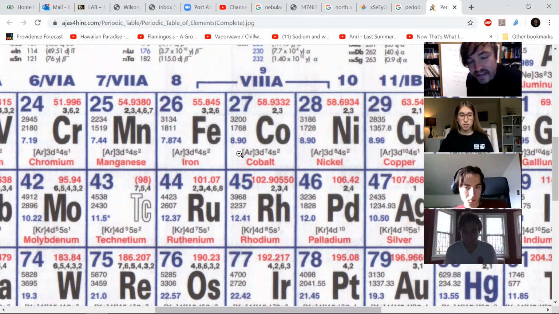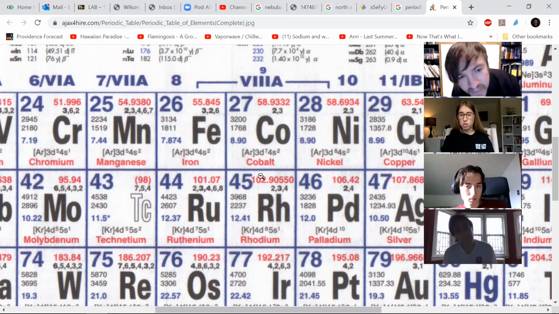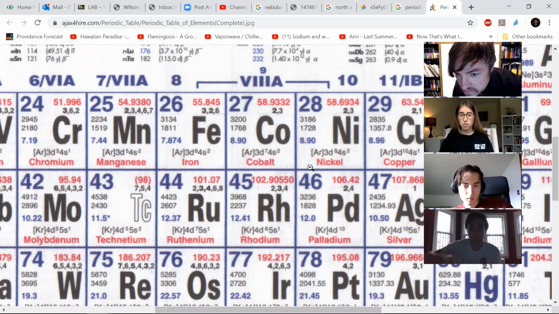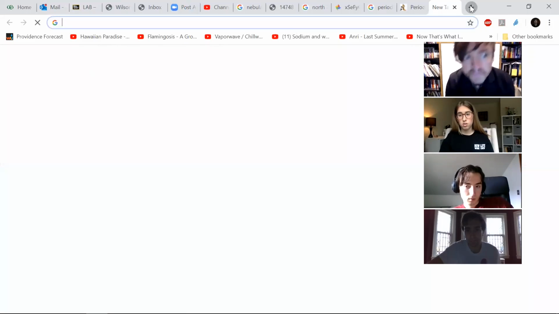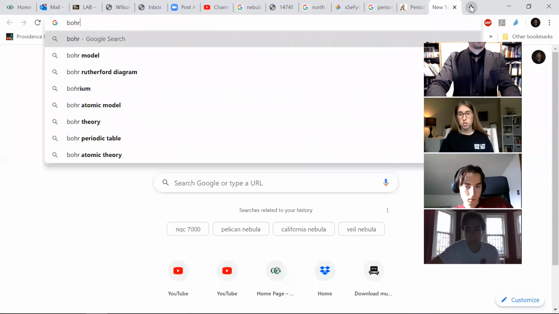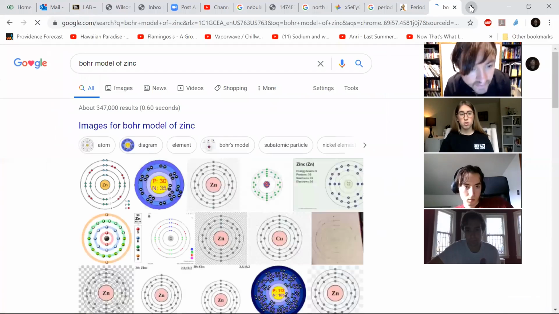Why would the densities of atoms be different from one to the other? Because they all have a different amount of protons? Is it the protons that's going to determine the density? Or is it the neutrons? Or both. Remember that the mass of a neutron and the mass of a proton are approximately the same, right? I don't know. Let's find a Bohr model of zinc. I don't know if I can find, I've never tried looking for this here.